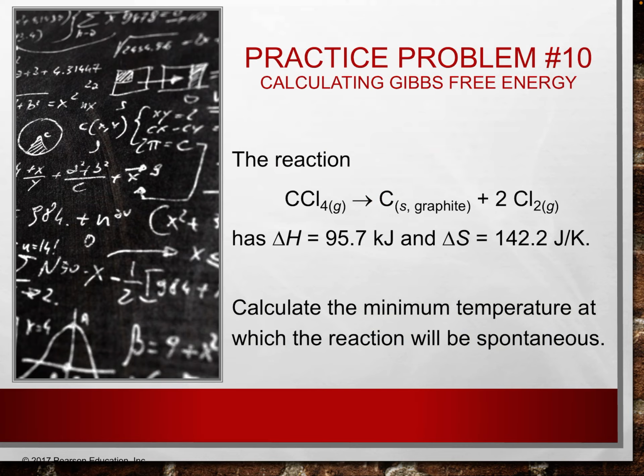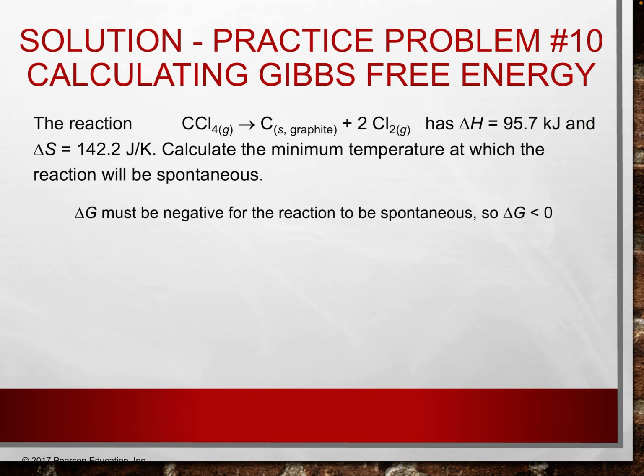Here we have the reaction of carbon tetrachloride to carbon and chlorine, that we were looking at earlier. And I want us to calculate the minimum temperature at which the reaction will be spontaneous. Okay, so you'll notice we don't have a delta G value. And so if you're thinking about this, you're like, all right, well, we have delta G equals delta H minus T delta S. I don't have enough information. I'm missing two variables. I can't calculate a temperature. I don't have delta G.